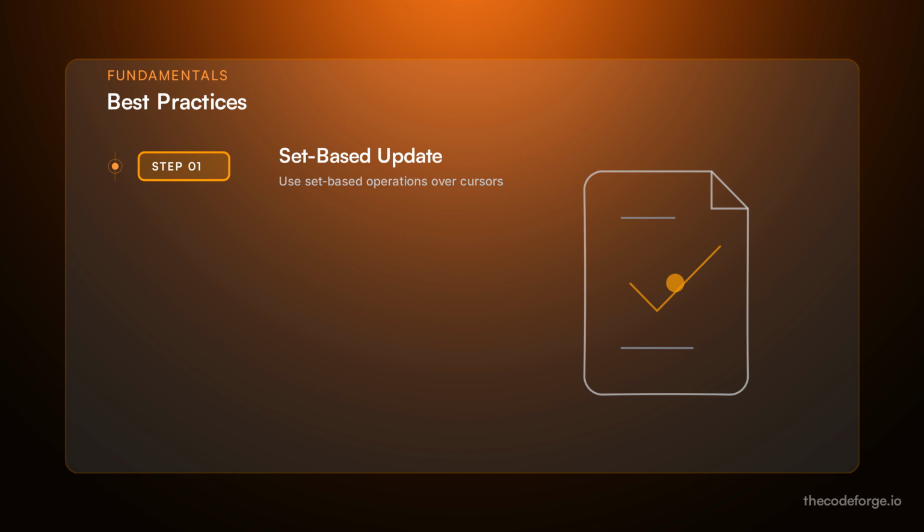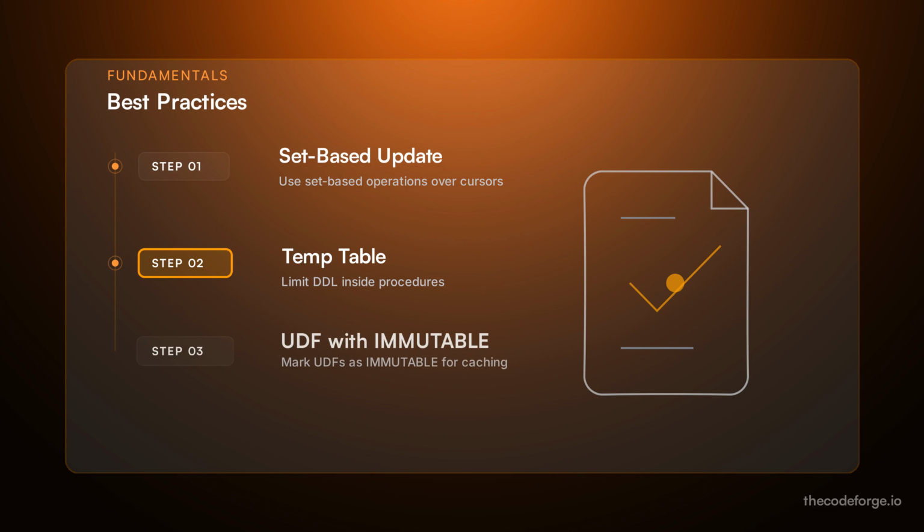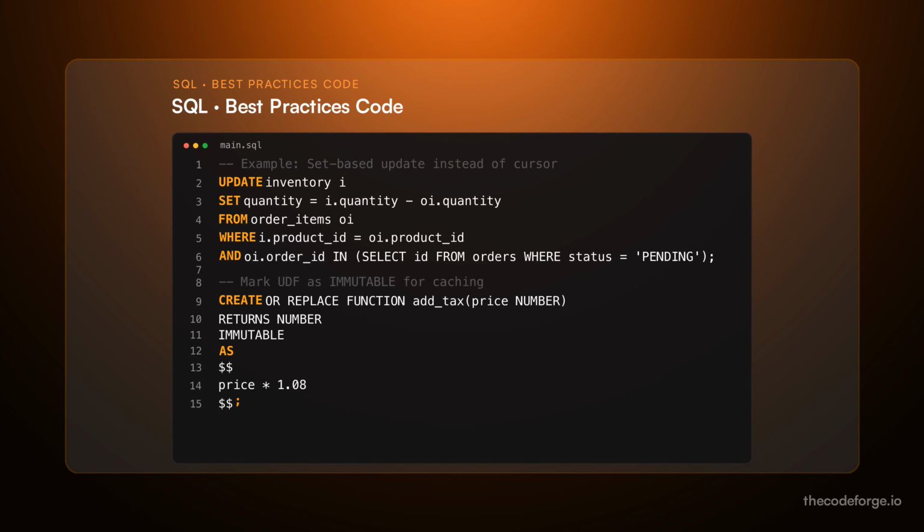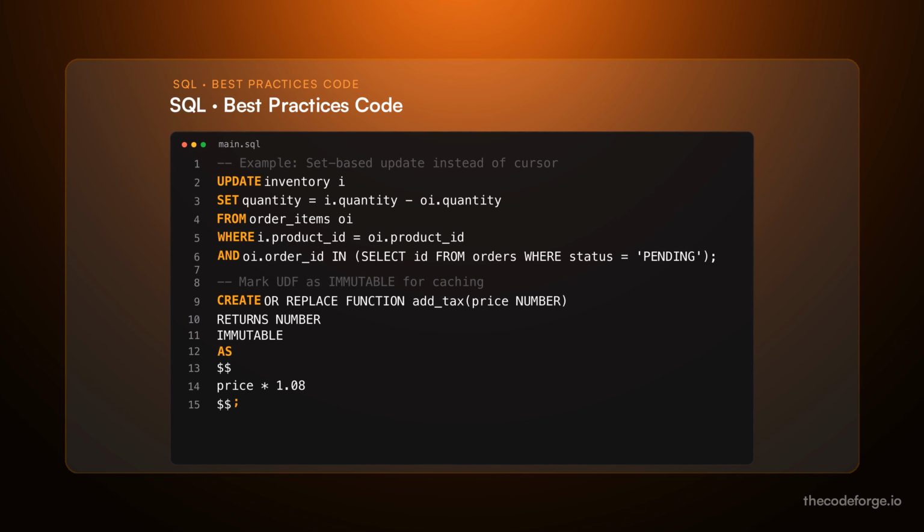Follow these best practices. Prefer set-based operations, use temp tables for intermediate staging, limit DDL statements, mark UDFs as immutable or stable to enable caching, and always use exception handling. Also, test with production-scale data using zero-copy cloning. Here's a set-based update that replaces a cursor loop. Also, marking a UDF as immutable allows Snowflake to cache results, improving performance. Always test with production-scale data.